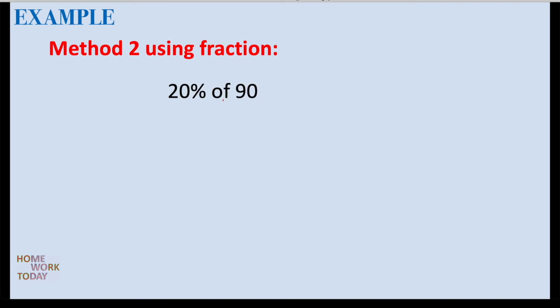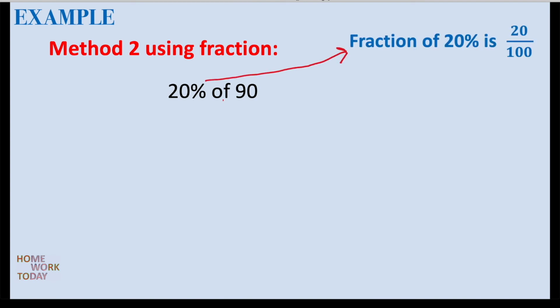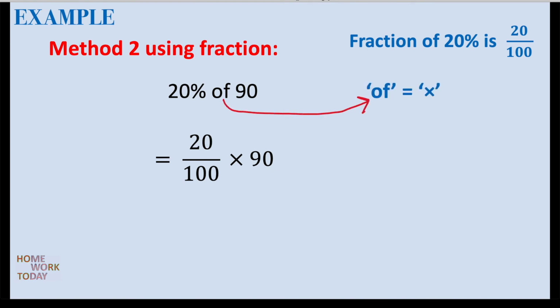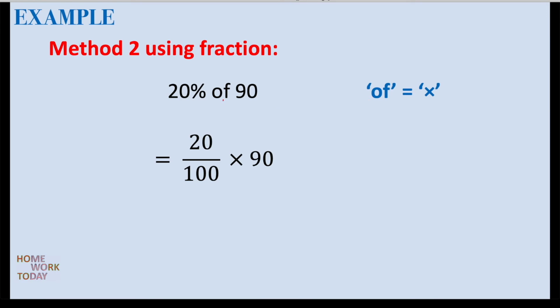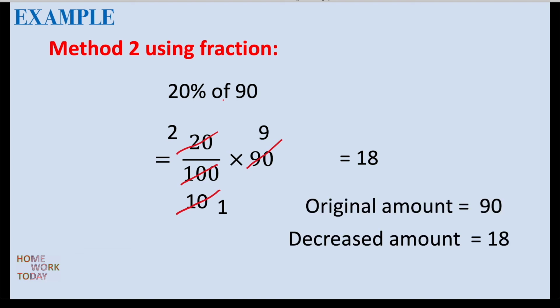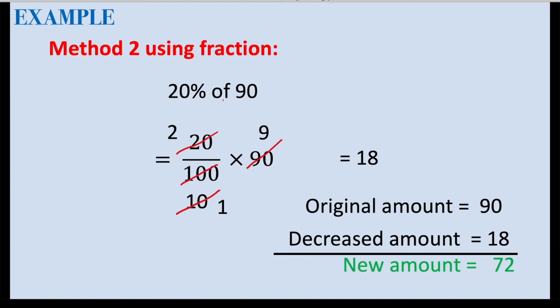Method 2, using fraction. First, finding 20% of 90. 20% as a fraction is 20 over 100, and of in maths means times. We write 20 over 100 times 90. Now simplify. 20 divided by 10 is 2. 100 divided by 10 is 10. 10 divided by 10 is 1. 90 divided by 10 is 9. We get 18 by multiplying 2 and 9, which is 20% of 90. We had 90. 20% of 90 is 18. Taking 18 away from 90, we get 72, which is 20% decreased from 90.